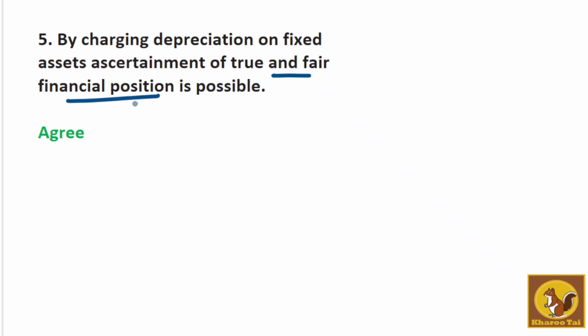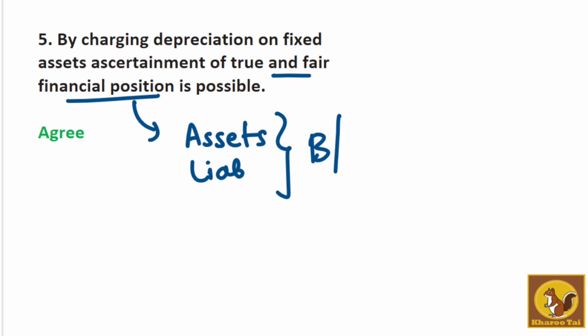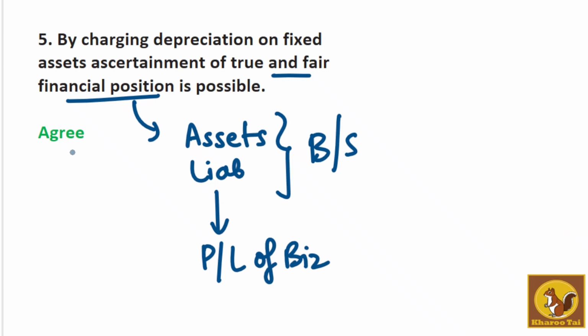What is financial position? What are the assets, liabilities of the business? Where do we get this? From balance sheet. And these are affected by profit or loss of the business. So we agree with this statement. Ascertainment means to find. So by charging depreciation, we are finding correct profit or loss of the business. With that, we get a true and fair financial position of the business.